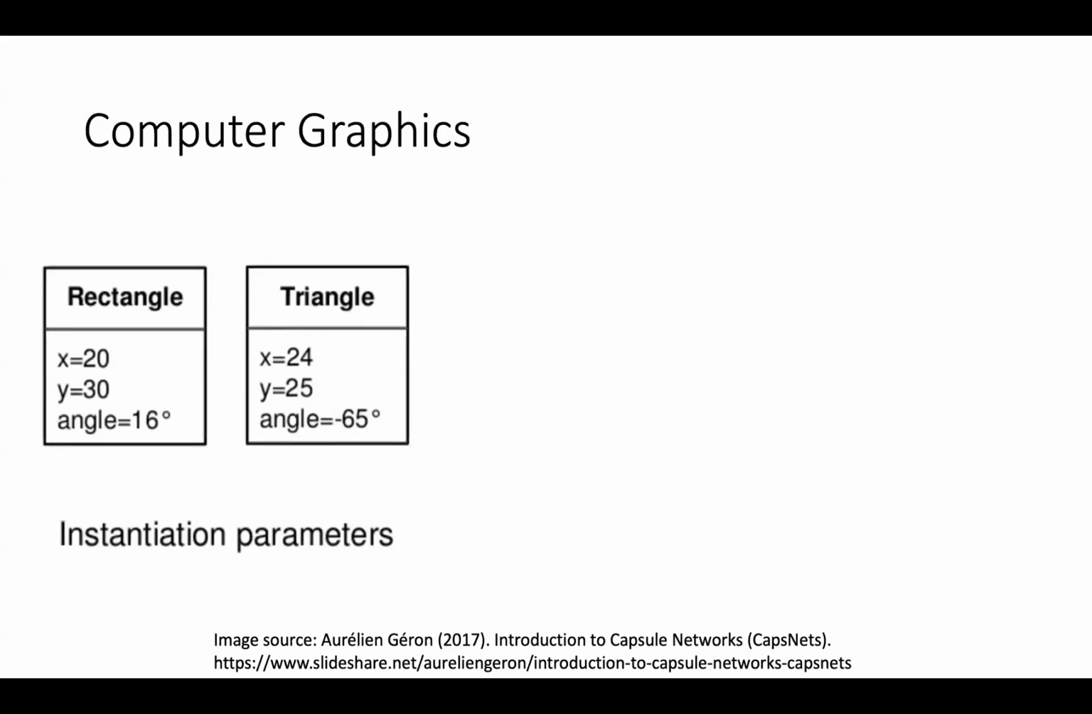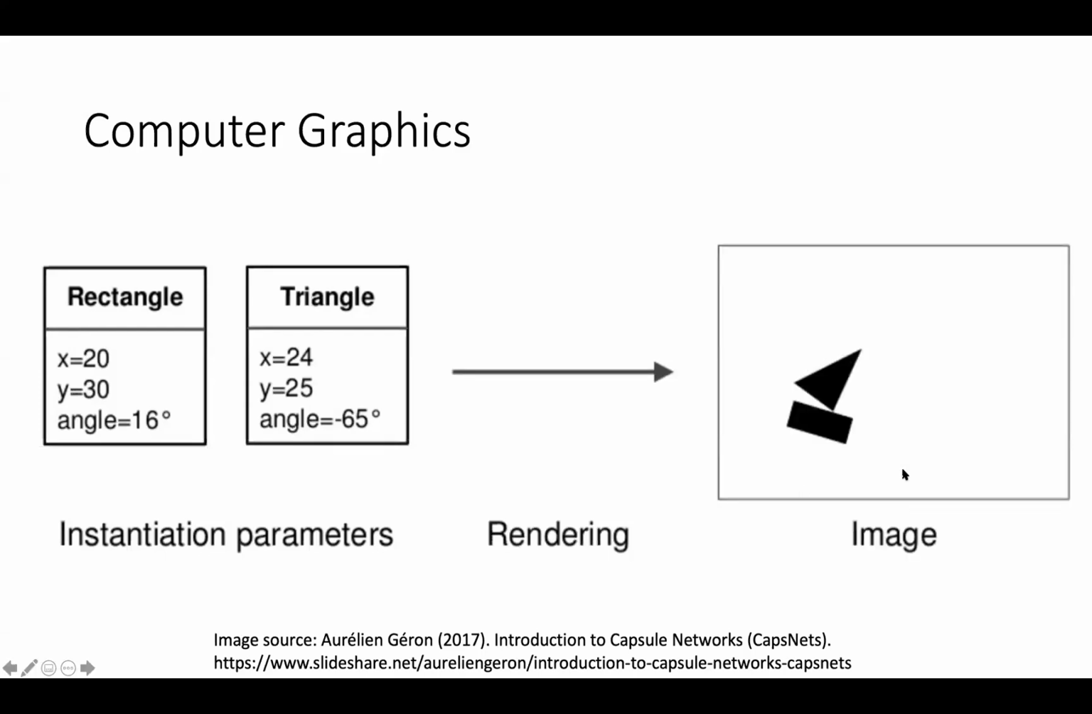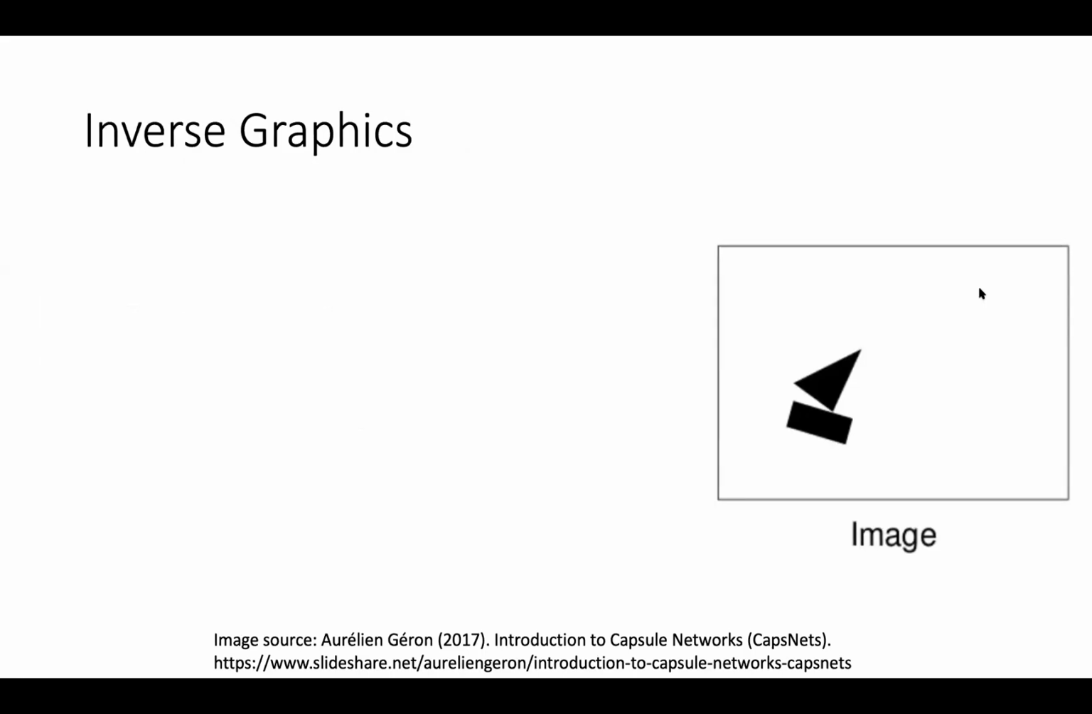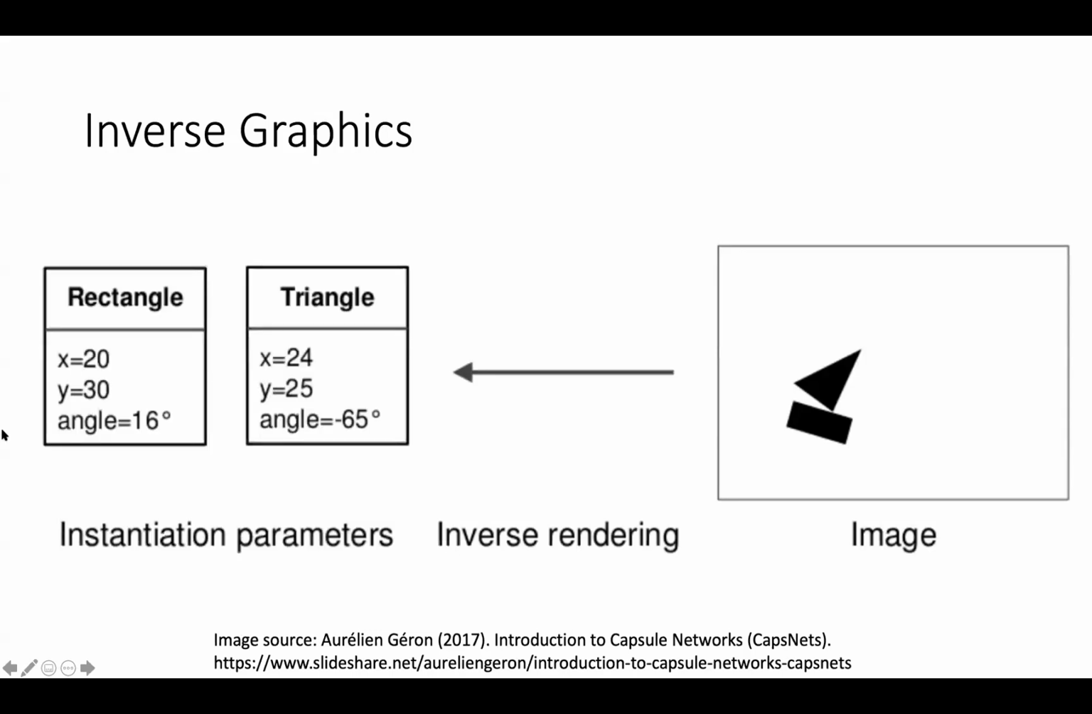So in computer graphics, what happens is we're given some objects with certain instantiation parameters. So for example, a rectangle and triangle at these positions, at these angles, and then a rendering function is called to generate an image of the rectangle and the triangle. Well, inverse graphics is the opposite. We're given an image, we call an inverse rendering function, and then we obtain these instantiation parameters. You could view computer vision as basically this inverse graphics problem, where we get an image and we try to understand the different properties or parameters of the objects in this image. And that's what Capsule Networks try to do.